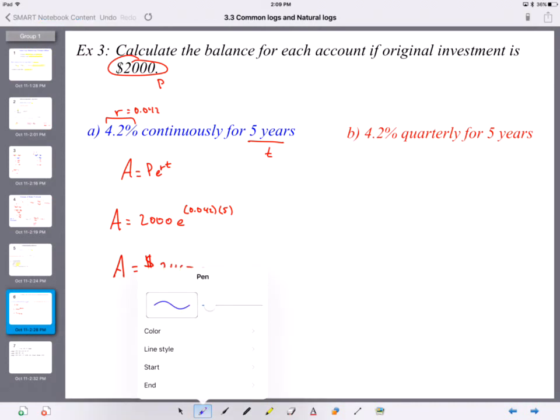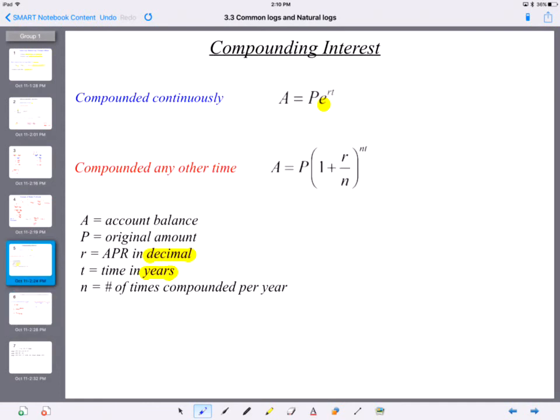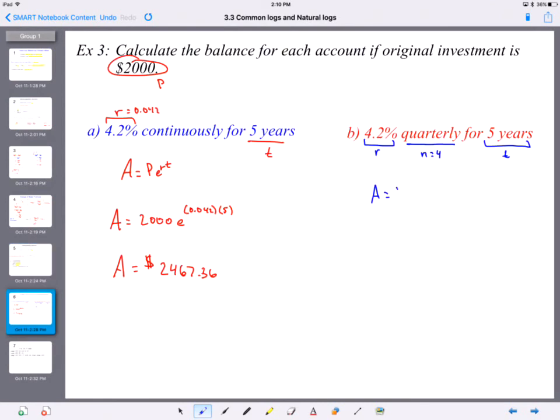Now let's switch directions a little bit, and we're going to do quarterly. So we still have the rate, the time, and the principal up there, but how many times does something happen quarterly? Well, that's 4 times a year in this case. So we'll use our other equation, where it's compounded at any time, and use that one. So A is equal to P times the quantity 1 plus r divided by n, raised to the nt. So let's plug in the values that we know. The principal, once again, the original amount, is 2,000. 1 plus the rate, 0.042 divided by 4, that's quarterly, raised to the 4 times 5.